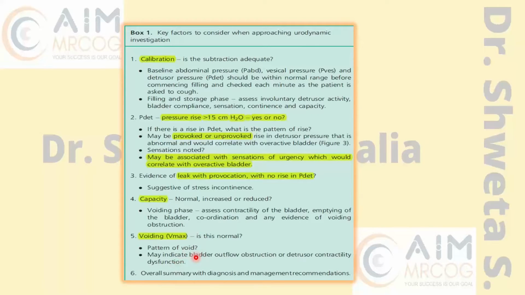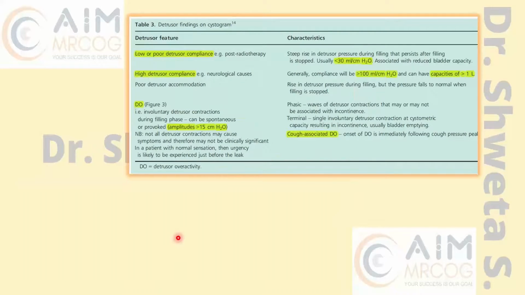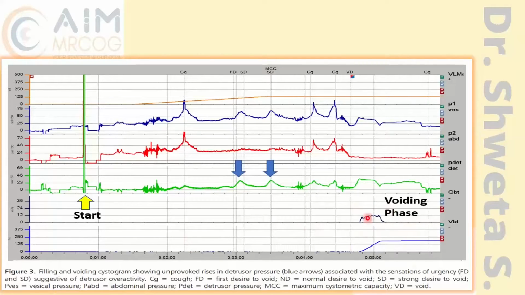What should the normal Qmax be? Can anybody tell me up to what level of Qmax you will say it is normal? Up to 36. Very good. So up to 36, you will take Qmax as normal. So now, when you see this, you will not panic. How to interpret it?